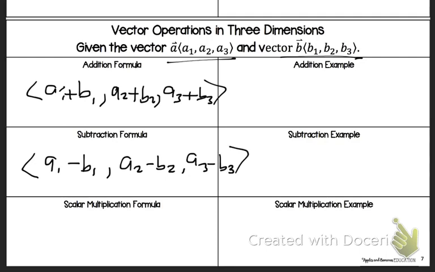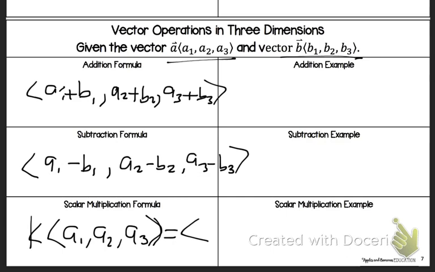Scalar multiplication, that's when you're multiplying it by a number k. So it would be k times a1, a2, a3, or b1, b2, b3, whatever you want to do. But that just comes out to be, you just distribute it, ka1 for the x, ka2 for the y, ka3 for the z. Okay, and I'm not going to go over some examples because I feel like that's fairly simple and you should all be able to get that. Okay, next.